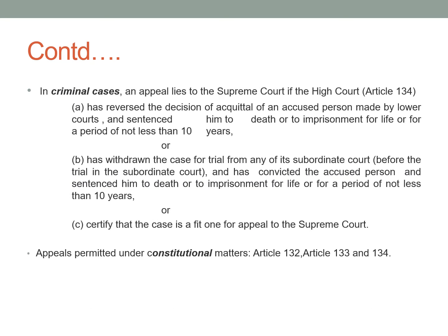Next, appellate jurisdiction is possible in criminal cases. In criminal cases, an appeal lies to the Supreme Court if the High Court, and this is defined in Article 134, if the High Court has reversed the decision of the acquittal of an accused person made by the lower courts and sentenced him to death or to imprisonment for life or for a period of not less than 10 years.